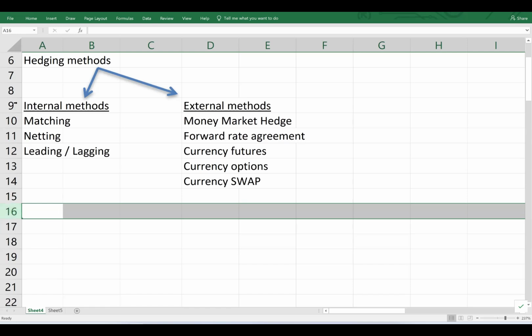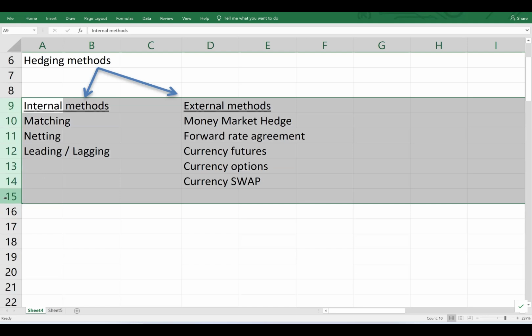Some methods are internal, that we can do ourselves. We don't need to go outside, we don't need to go to any exchange or bank to manage it. And what options do we have? We have the matching option, the netting option, and the leading and lagging option. Then we have some external hedging methods available, like forward agreement, money market hedging, and some market-related options as well, like currency futures, currency options, and all of them.